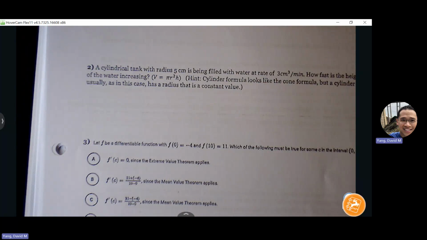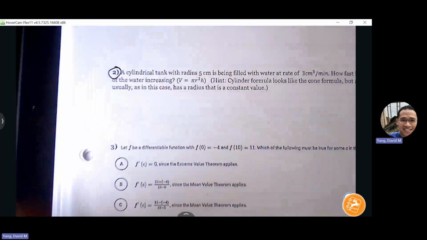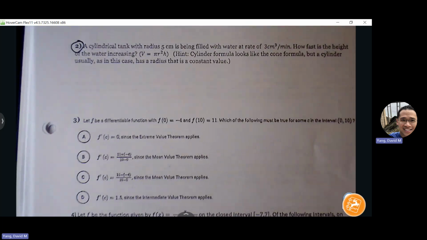Page 11, there's a miscellaneous list of problems. I do want to go over a cylinder problem, since we went over a cone problem yesterday. The formula for a cylinder looks like a cone's, but it's a lot easier. Because we do more cone problems, the tendency is to treat a cylinder problem like a cone problem, but there's a distinct difference that makes cylinders easier.